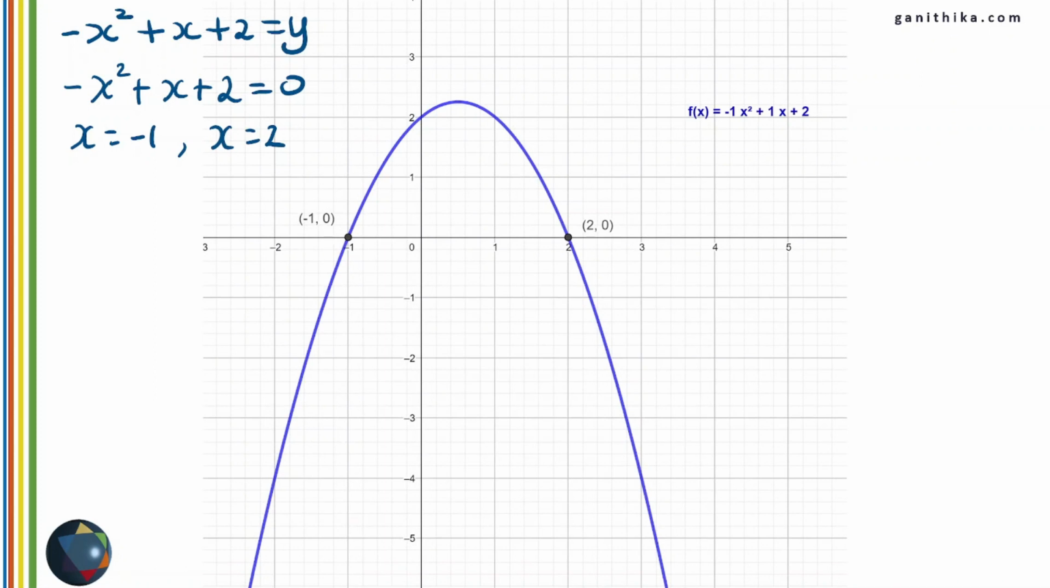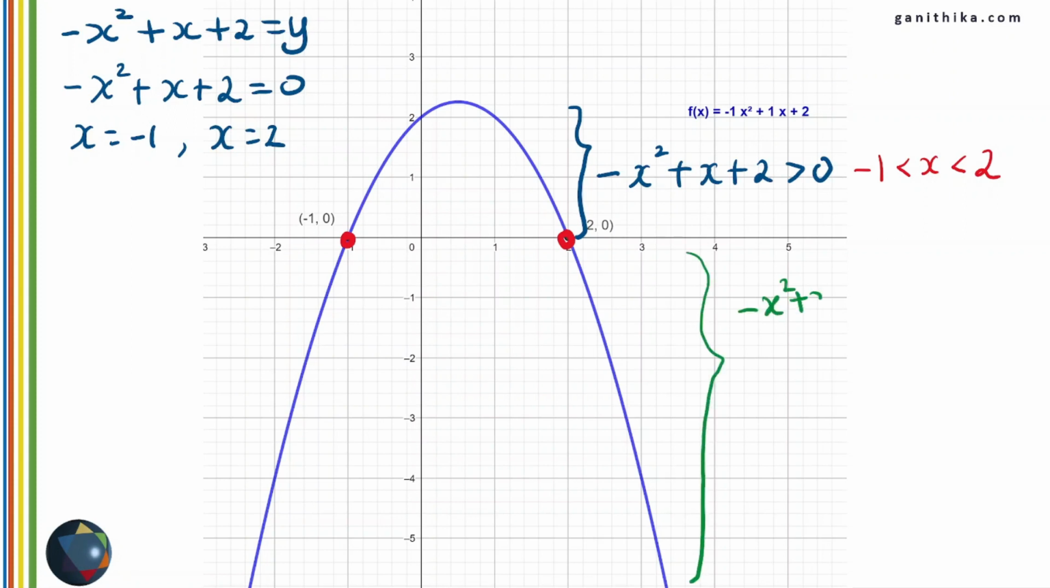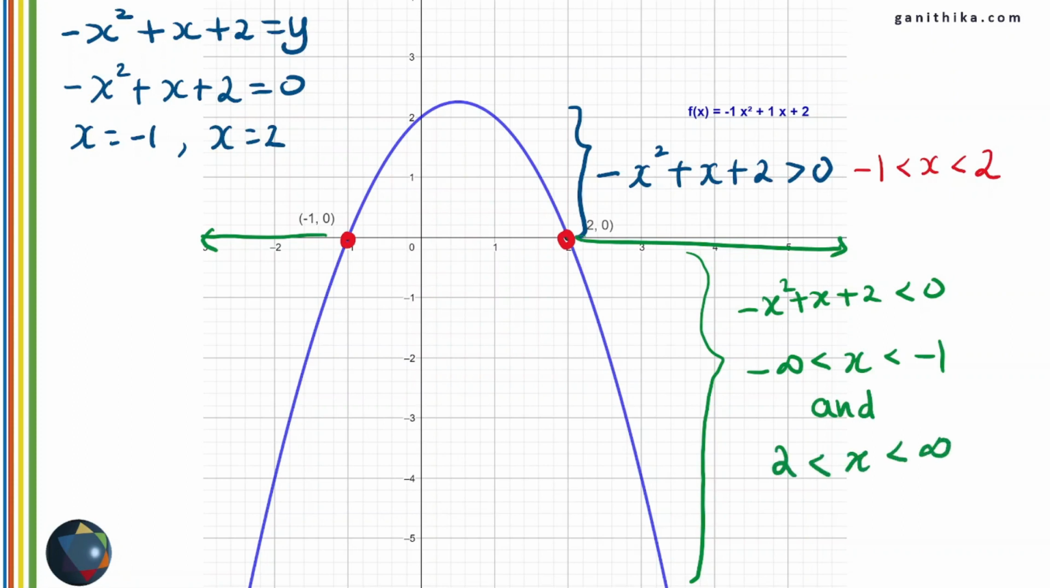Sketch the graph of this equation minus x square plus x plus 2 and mark the roots of the equation on the x-axis. Now you have the x-axis as your number line and check for where it is positive and where it is negative. Obviously, these 2 points are the roots. And this part gives you the positive values of y, which means minus 1 to 2 is the solution set for minus x square plus x plus 2 greater than 0, whereas this part is minus x square plus x plus 2 less than 0, and the solutions are on either side of the roots, which is minus infinity to minus 1 and 2 to infinity.